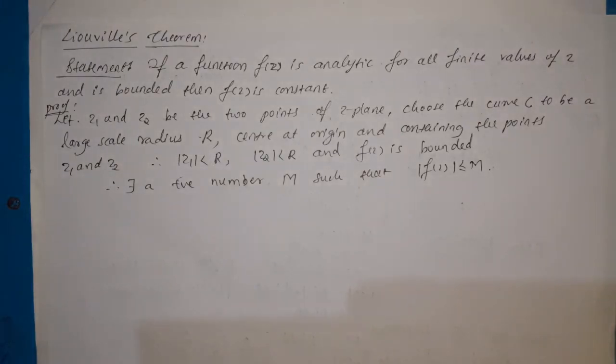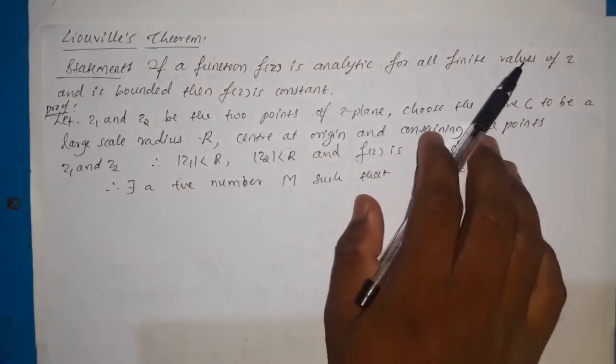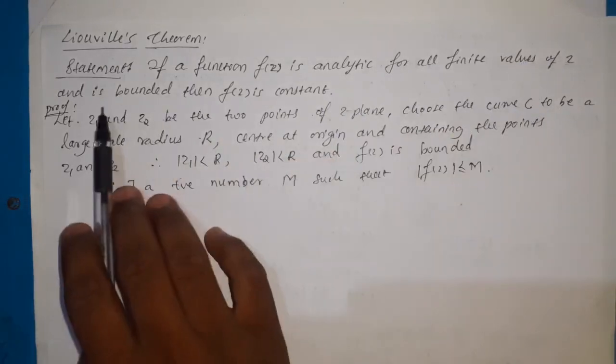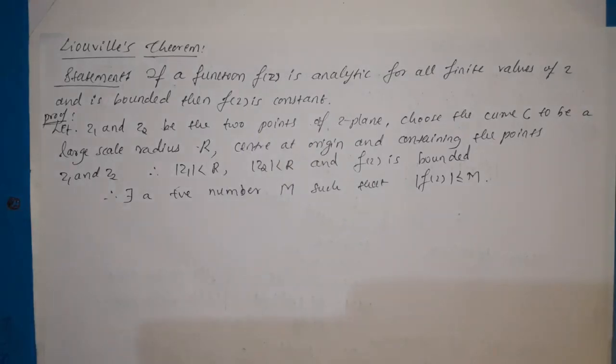The next theorem is Liouville's theorem. The statement of this theorem is: if a function f of z is analytic for all finite values of z and is bounded, then f of z is constant. So here we need to prove that an analytic function which is bounded must be a constant function.